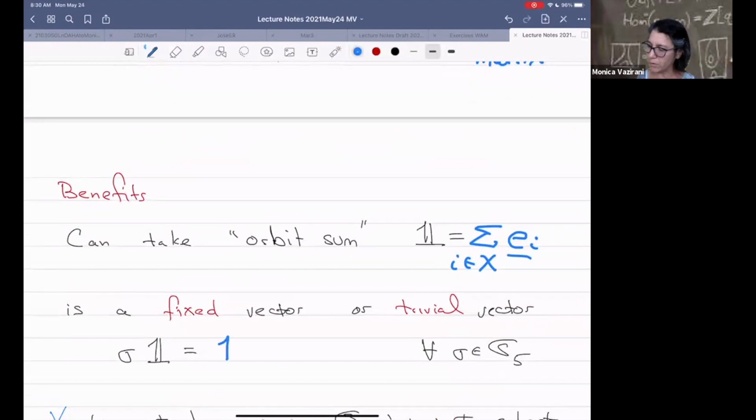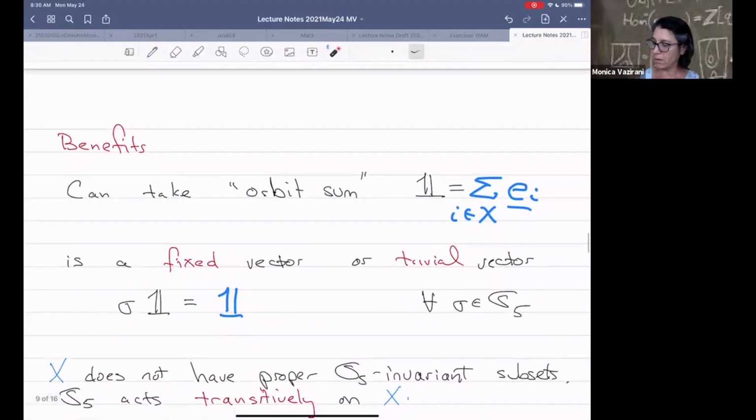In other words, when sigma acts on this vector, bold 1, you get that 1. And that's why I'm saying it's fixed. Or it's trivial, because it's the trivial action. Okay, and that's true for all of your permutations. And you know, that's a feature you don't necessarily write in X. When you're acting on X, it's not like there's a fixed point, but you do get a fixed vector. So it tells you a little bit more about what's going on with this set.